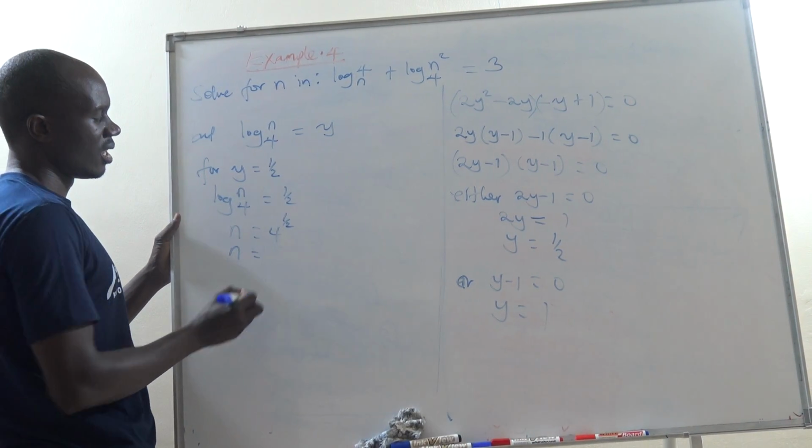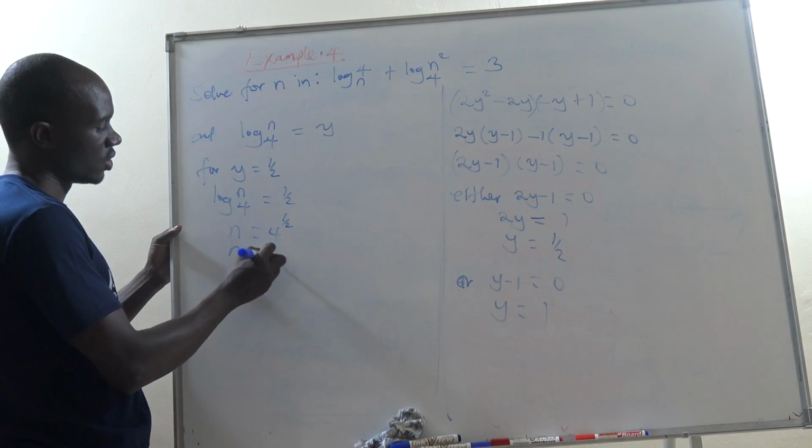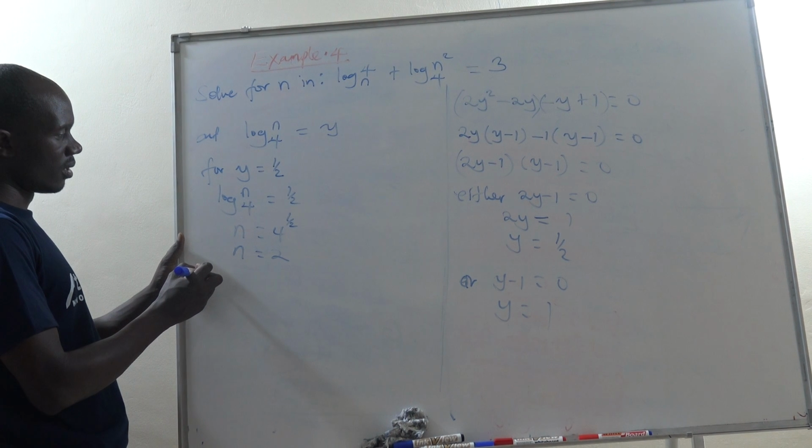What is n? We said any number power half is the same as the square root. What is the square root of 4? Is 2.